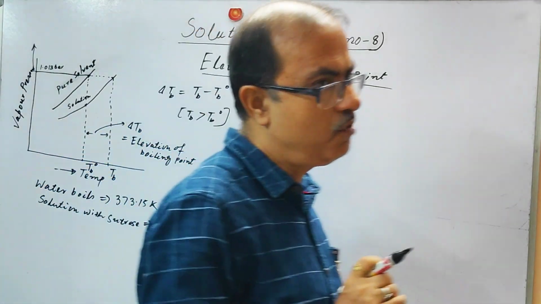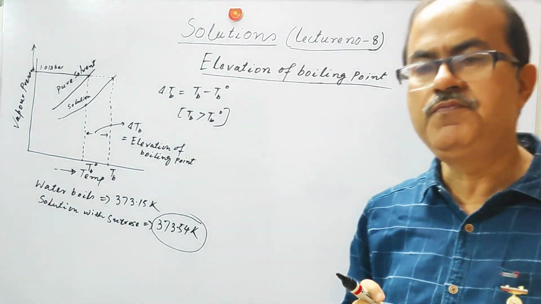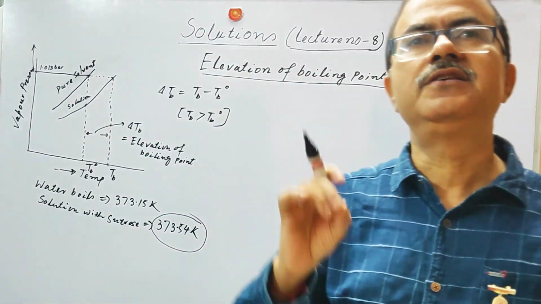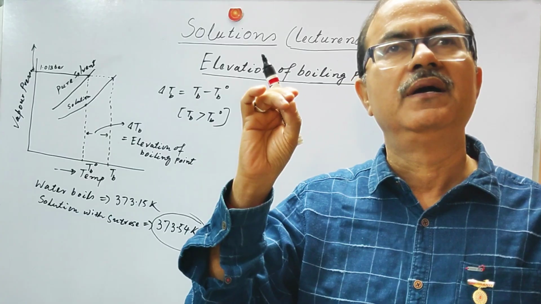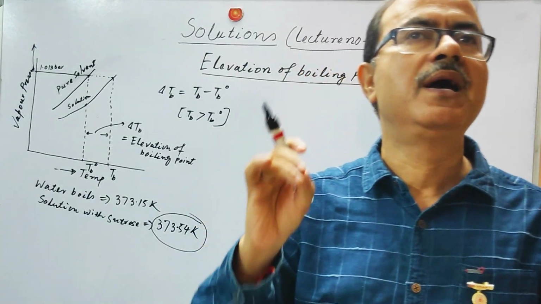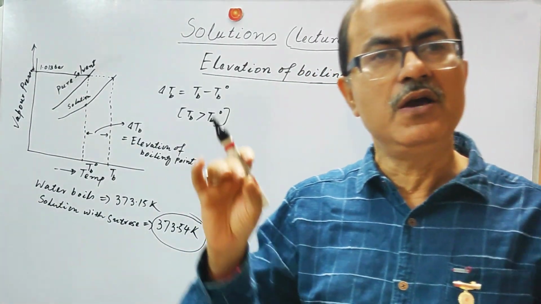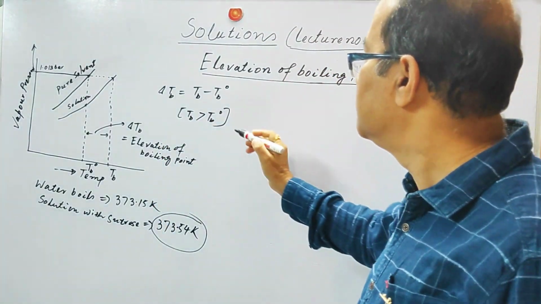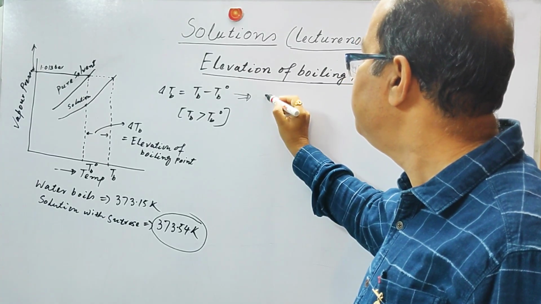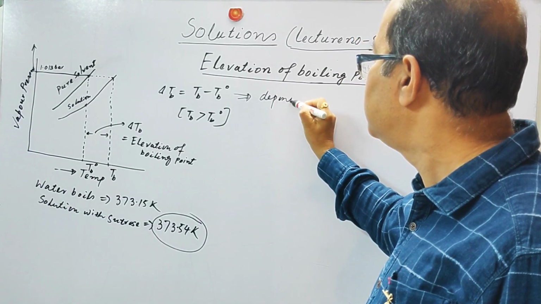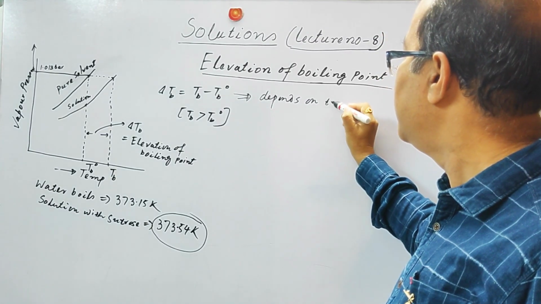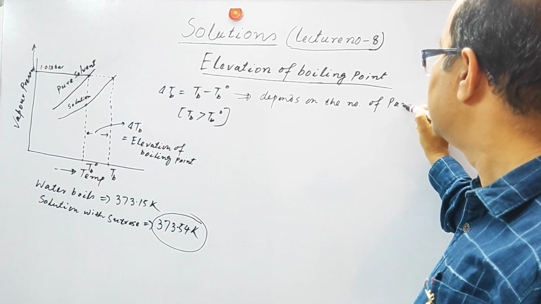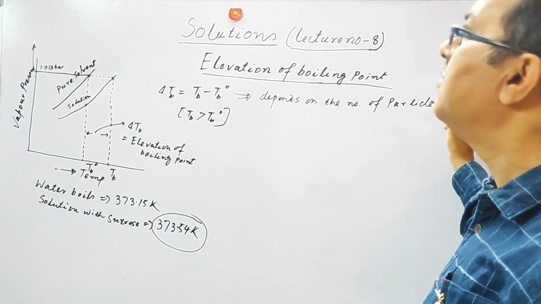So this is the elevation of the boiling point, and like the relative lowering of the vapor pressure, it depends on the number of particles, not on the nature of the particles. So we can say it is a colligative property. It depends on the number of particles. So this is a colligative property.